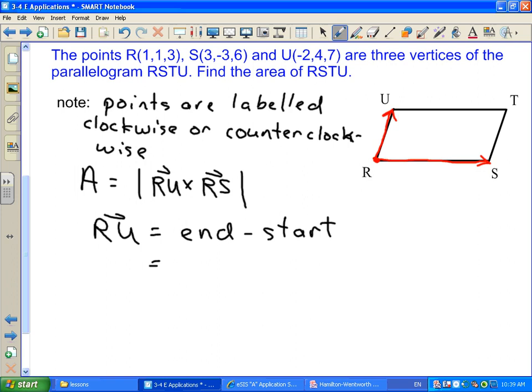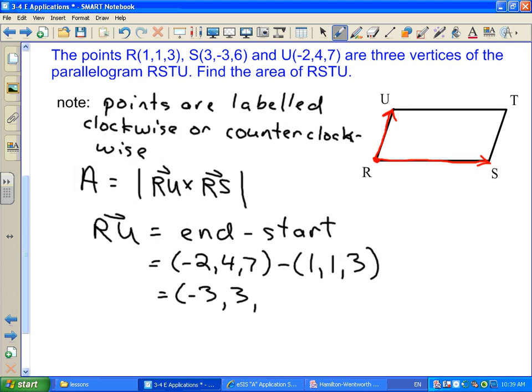So what we're going to have here is -2, 4, 7 minus our starting point, which is 1, 1, 3. Okay. So we do this subtraction component by component. -2 minus 1 gives us -3. 4 minus 1 gives us 3. 7 minus 3 gives us 4. So RU is the vector -3, 3, 4.